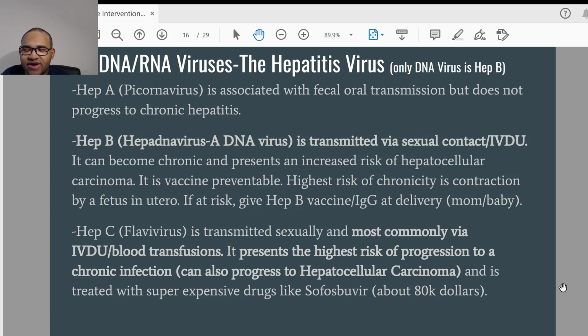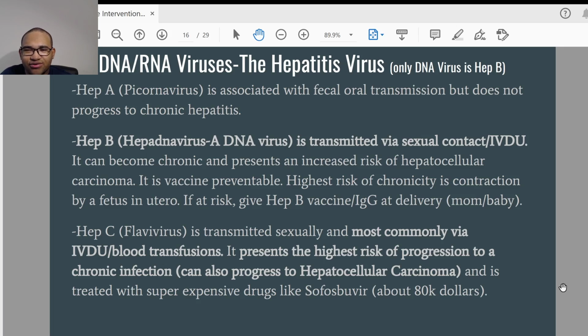And then the hepatitis viruses, right? So all of them are RNA viruses with the exception of Hep B, right? Hep B is a DNA virus. So remember, Hep A is a picornavirus, fecal-oral transmission, doesn't progress to chronic hepatitis. Hep B is a hepadna virus, right? So it's a DNA virus. I remember that like hepadna, hepa-DNA virus. I don't know if that helps you remember that.